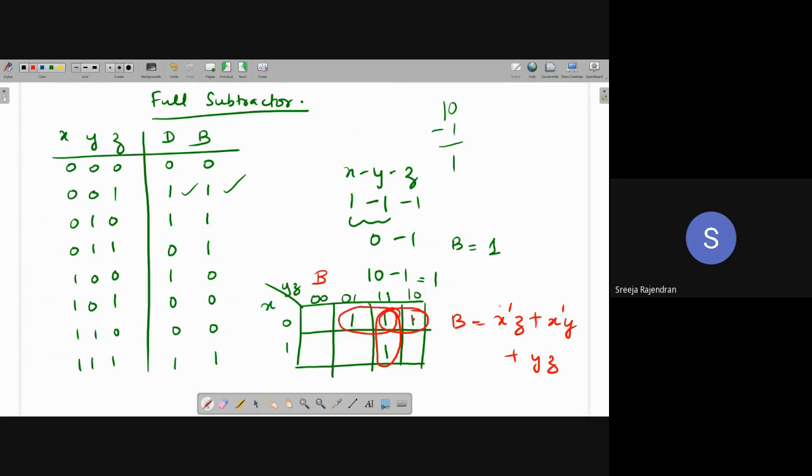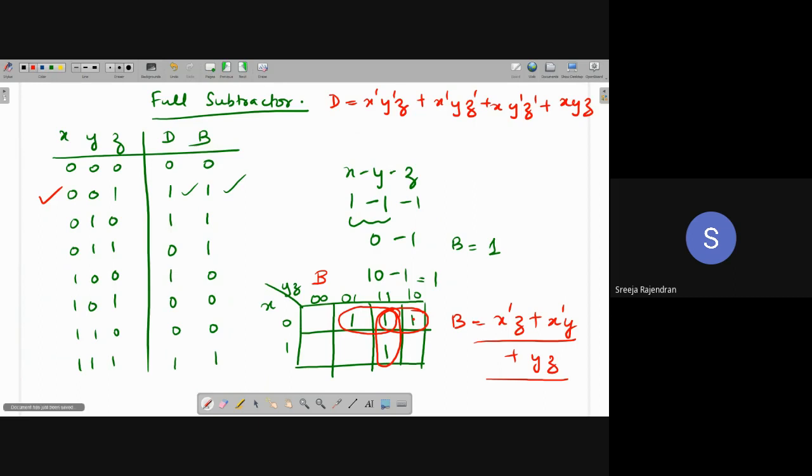So here, since borrow is represented using and or operations, I can even write these expressions. Difference can be written as: the first case is where I have the value 1, that is x bar y bar z plus x bar y z bar plus x y bar z bar plus x y z. This also is in the form of or.